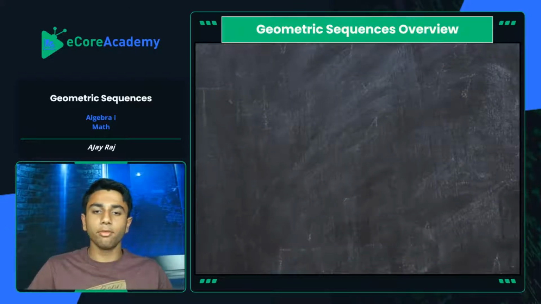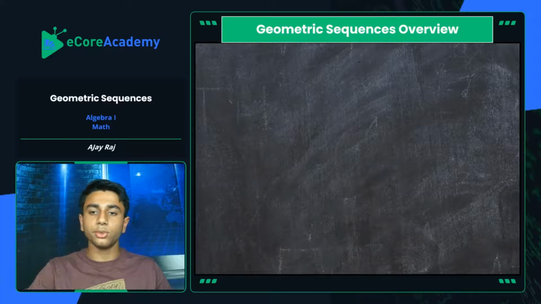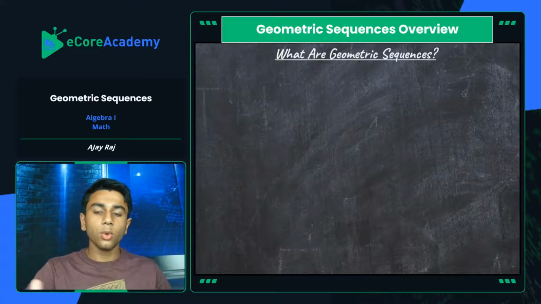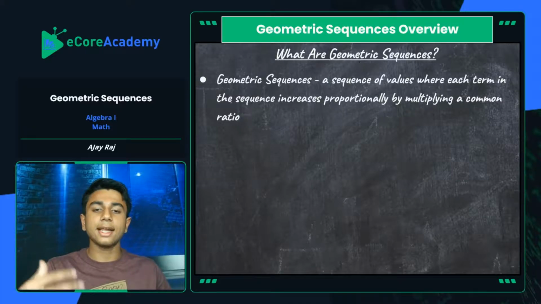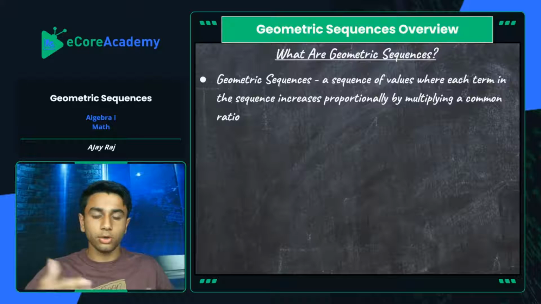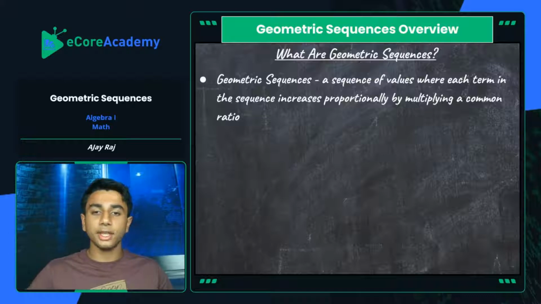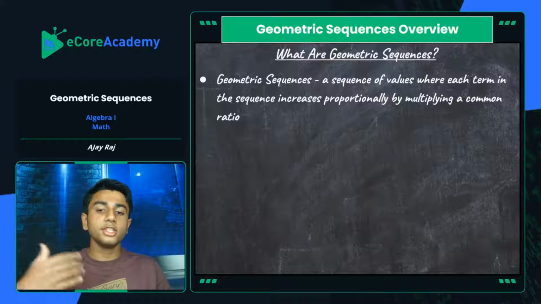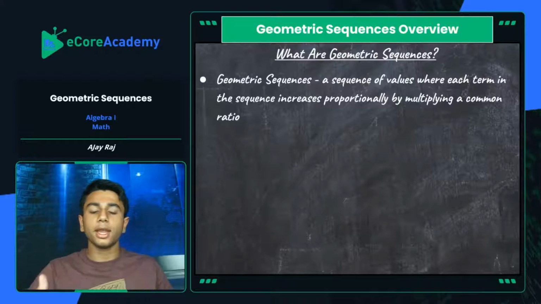So let's take a brief overview of exactly what geometric sequences are. What exactly are geometric sequences, and how do they play an important role in gauging Algebra 1 concepts and also building up with the current lesson and chapter that we're going over that has to do with building up to exponential functions, which we'll also visit later in Algebra 2. So geometric sequences, a basic definition. A geometric sequence is a sequence of values where each term in the sequence increases proportionally by multiplying a common ratio.